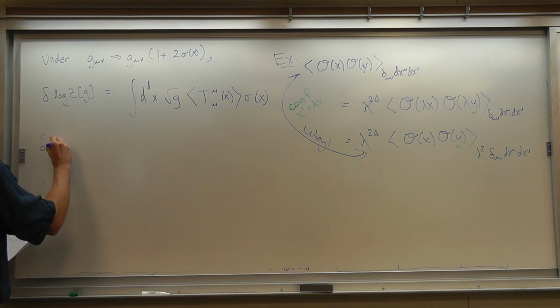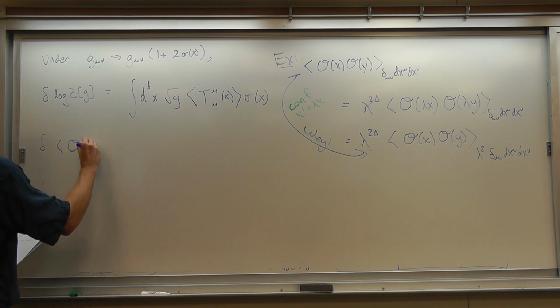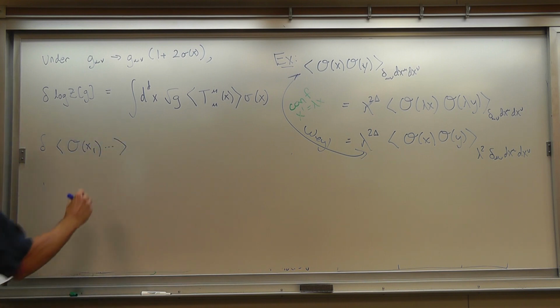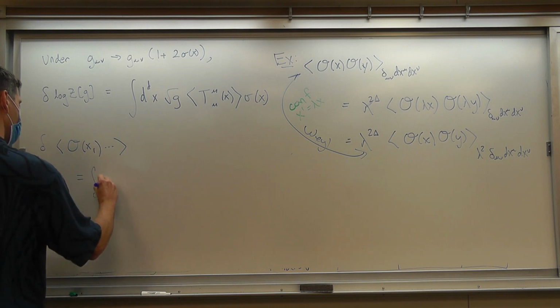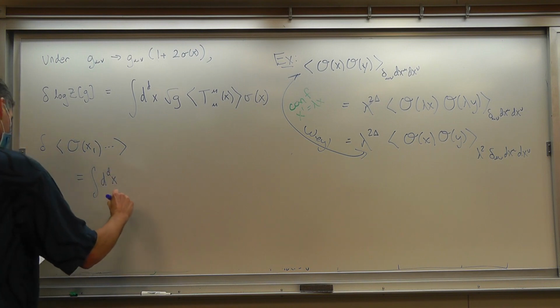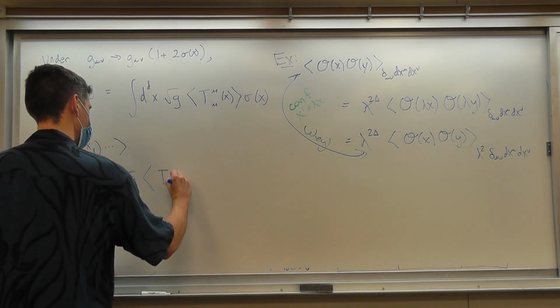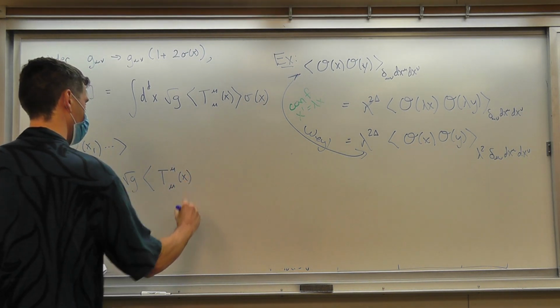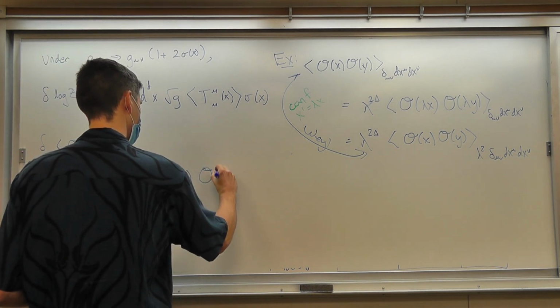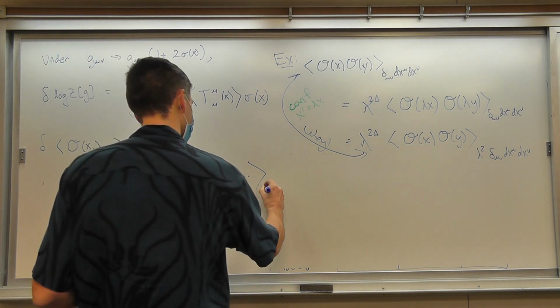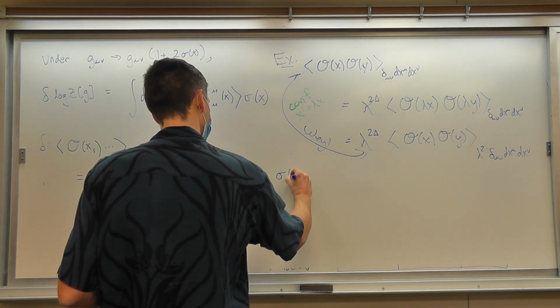So if we calculate the variation of a correlation function, we're going to get a similar equation, but now it's going to be integral d^d x root g. We're going to get a trace T of x, and then we have an operator O of x1 dot dot dot. This is all in the metric g times sigma of x.